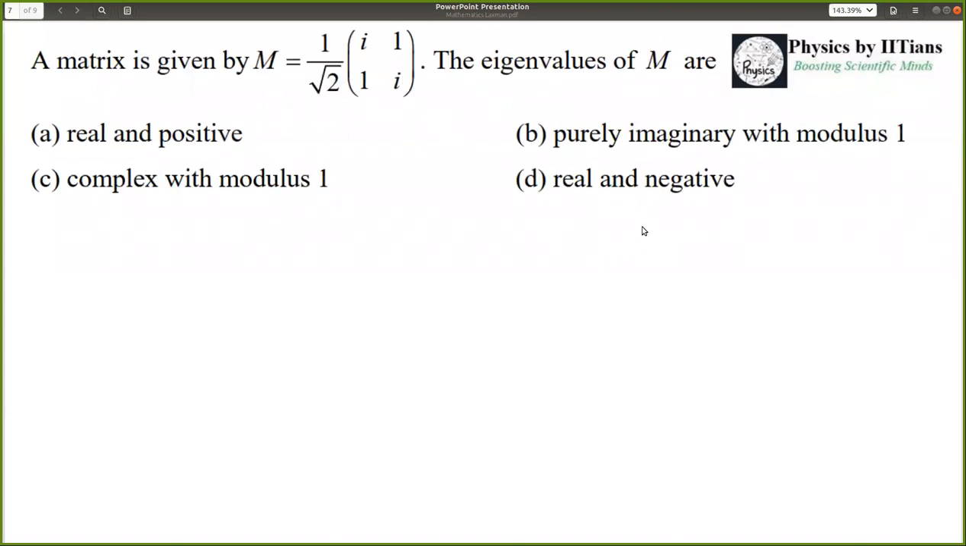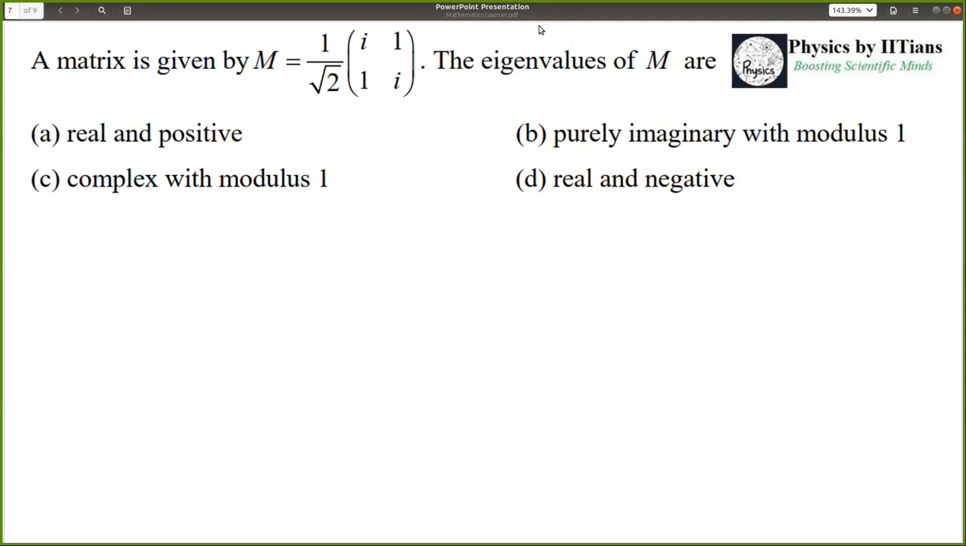So this is the next question, where you have been given a matrix M that is 1 by root 2 times the matrix iota 1, 1 minus iota. This is your M matrix, and you have been asked the eigenvalues of this matrix. So firstly, you can see that there is a 1 by root 2 term, and if you ignore this term, there is a property of eigenvalues.